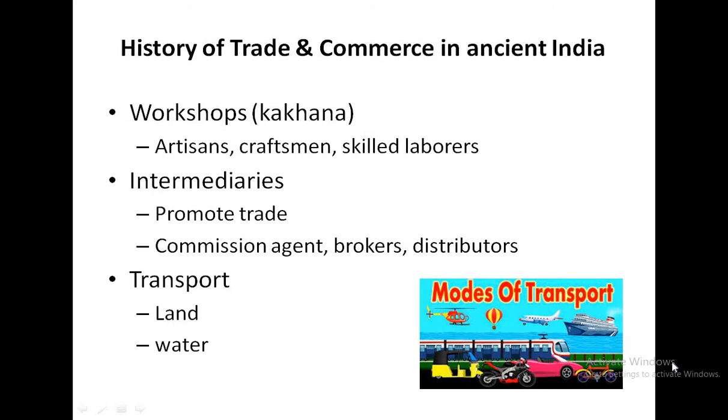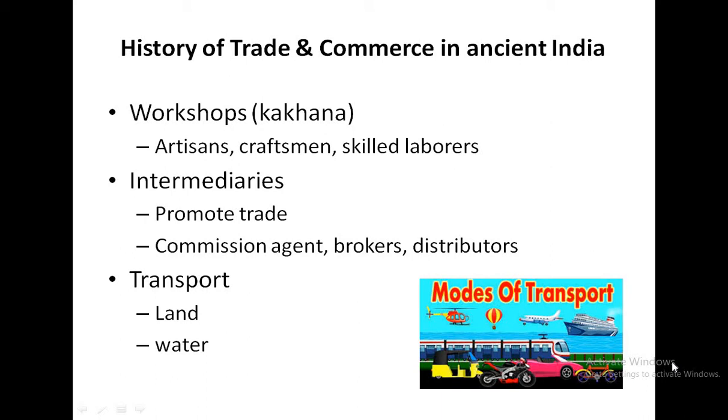Next is workshops, which are known as karkhana. In the workshops, there were skilled artisans, craftsmen, skilled laborers, etc. Then come the intermediaries. Intermediaries are the middlemen. These intermediaries helped to promote trade. Trade means exchange of goods and services. These intermediaries include commission agents, brokers, distributors, etc.